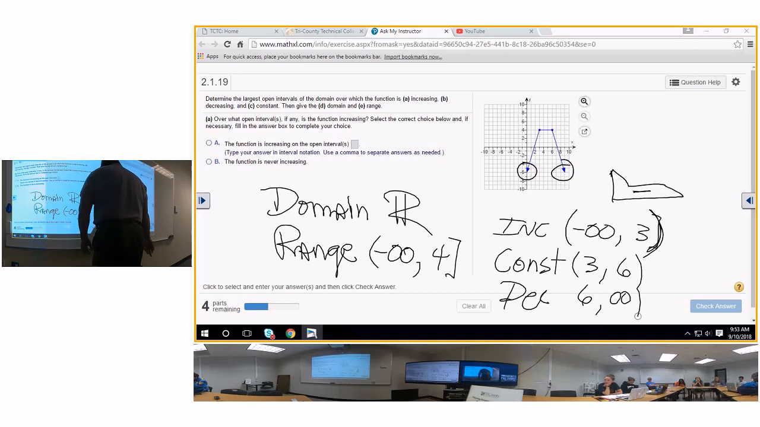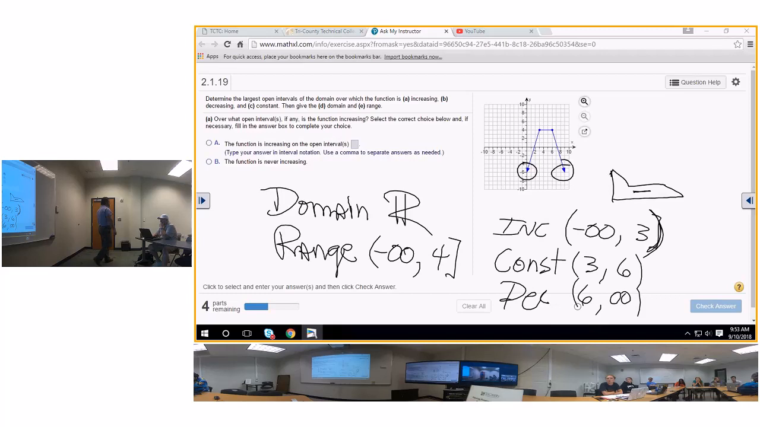Infinity. Now, the reason you do not put brackets on the 3 and the 6, even though you have a solid line, is because you're neither going up or what? Down. You're flying, basically. That is the only reason that you use parentheses on a solid circle. Okay? This is technically like a piecewise function. And that should be your answers on that.